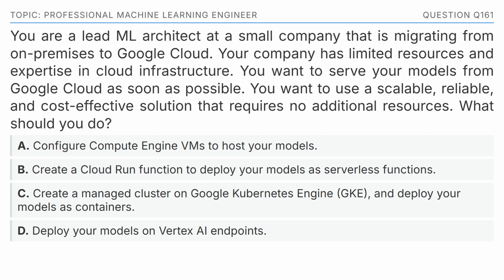What should you do? The options are: Option A, configure Compute Engine VMs to host your models. Option B, create a Cloud Run function to deploy your models as serverless functions. Option C, create a managed cluster on Google Kubernetes Engine, GKE, and deploy your models as containers. Option D, deploy your models on Vertex AI endpoints.